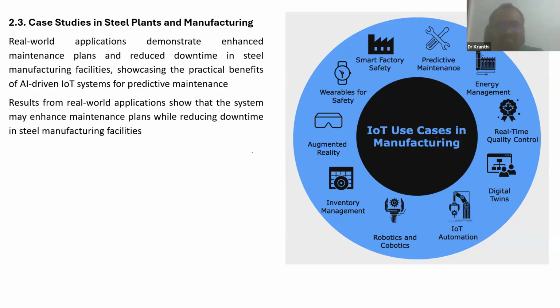Employee protection works by monitoring environmental conditions and employees' health in real time. Predictive maintenance leverages sensor data to detect equipment issues early, minimizing downtime and repair cost. Energy management, I can say power optimization, reduces the power consumption and wastage, making operations more sustainable.